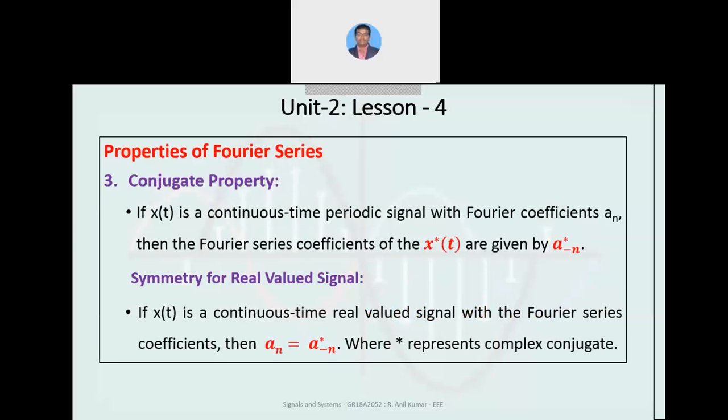Next is the conjugate property. Conjugate is nothing but a complex value, or what to say, a complementary value. So if x of t is a continuous time periodic signal with Fourier coefficients an, then the Fourier series coefficients of x conjugate of t are given by a conjugate with minus n. So you can remember that the suffix has been changed with a negative sign. So symmetry for a real valued signal will be an equals a conjugate with minus n. The star symbol indicates a complex conjugate.